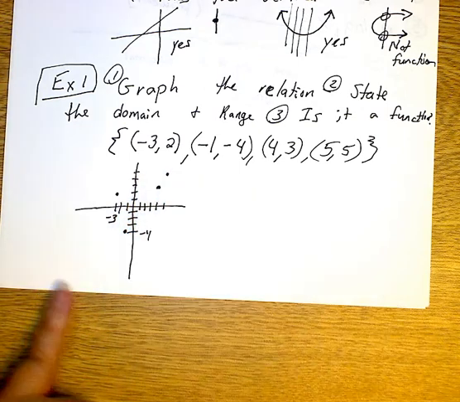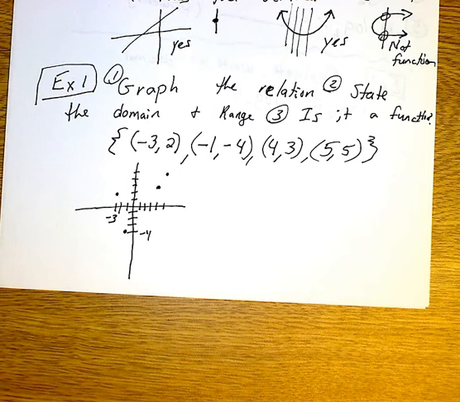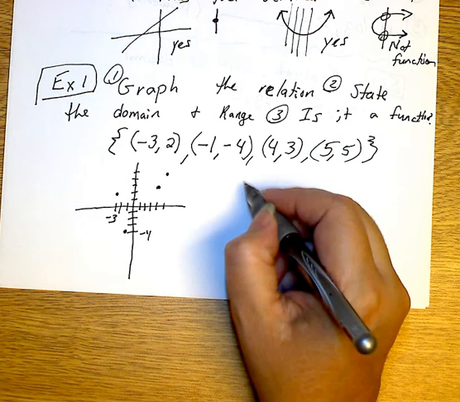Now, unordered pair, do not connect the dots. That's all it is, it's just dots. So when you get to your homework tonight, it's going to look like this. You don't connect them.